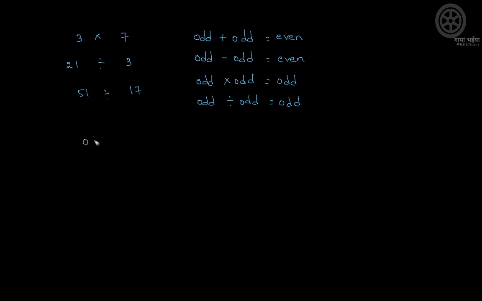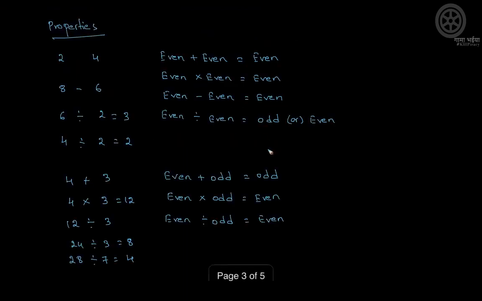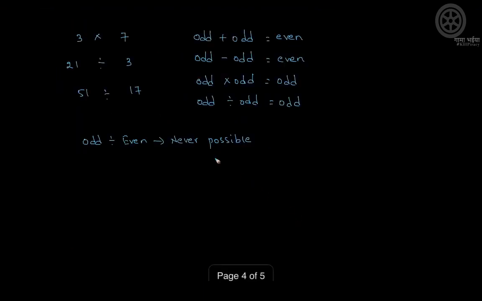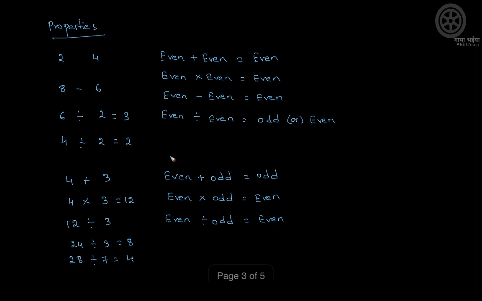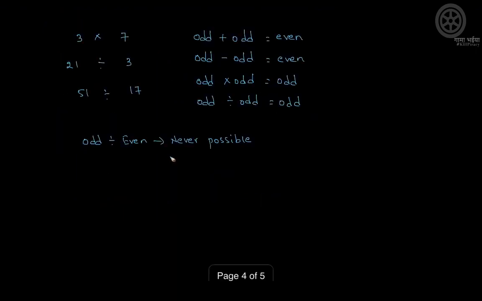And another thing, odd divided by even is never possible, right? Even divided by odd, yes, it's possible, you get an even number, right? But odd divided by even, never possible. These are the properties, very, very useful in simplifications, right? Clear? Right. Next, we go to the next concept, prime numbers.